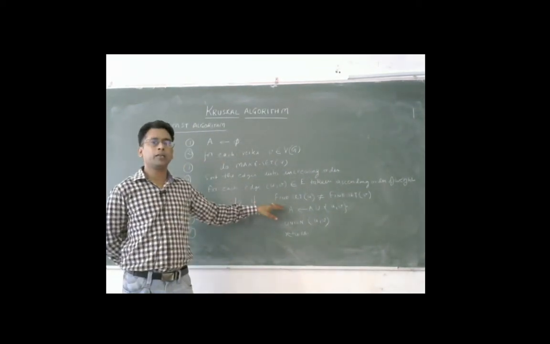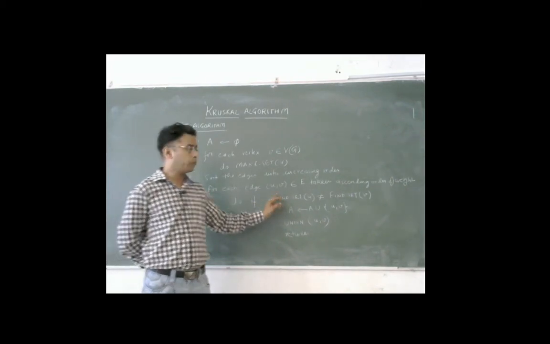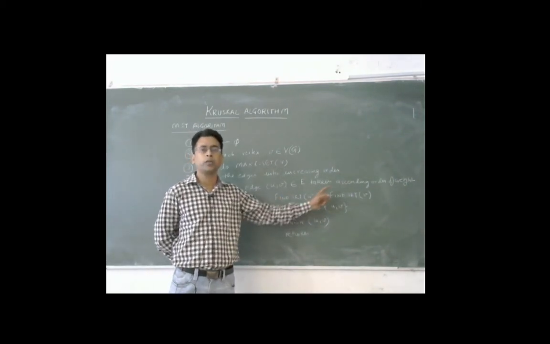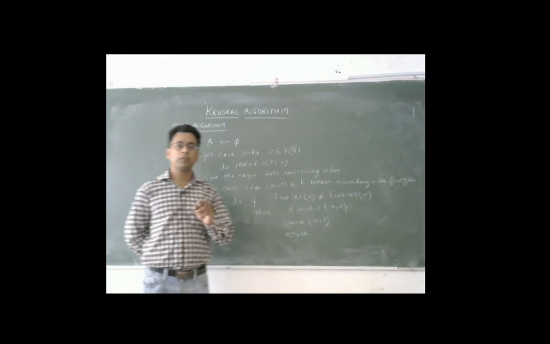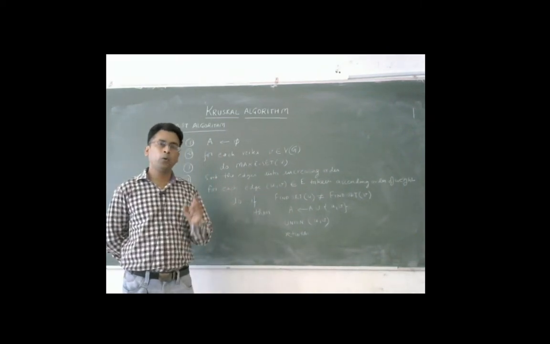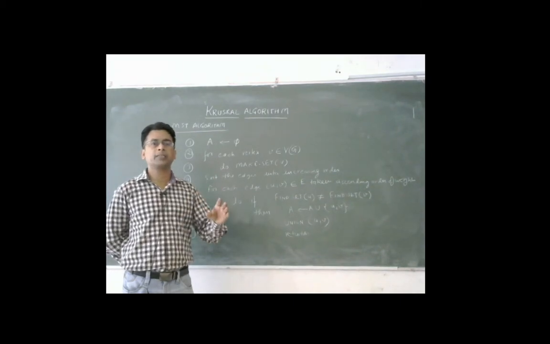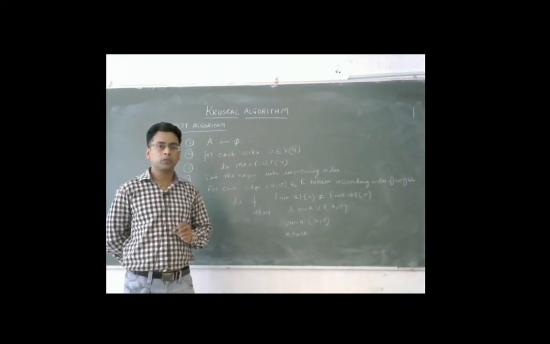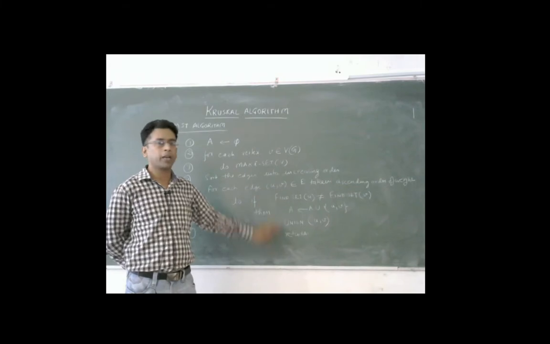To prevent the construction of a cycle, we make sure that find set U is not equal to find set V. In simple words, we can say that no edge is creating any cycle between the already existing vertices. So this is called the Kruskal algorithm.